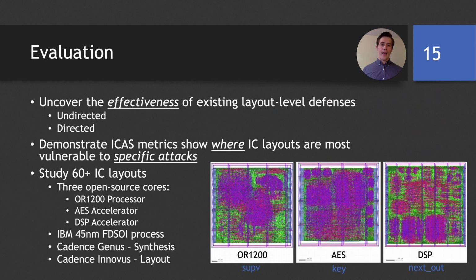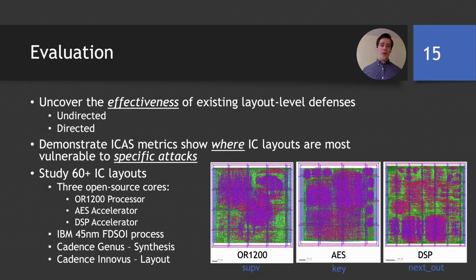To evaluate ICAS, we use it to uncover the effectiveness of existing layout level defenses, for which there are two types, undirected and directed. In doing so, we demonstrate the power of ICAS insights in showing where IC layouts are most vulnerable to specific attacks. We study over 60 layouts of 3 open source circuit designs, including an OR1200 processor, an AES accelerator, and a DSP accelerator. Each design was laid out on an IBM 45 nanometer process using Cadence tools.